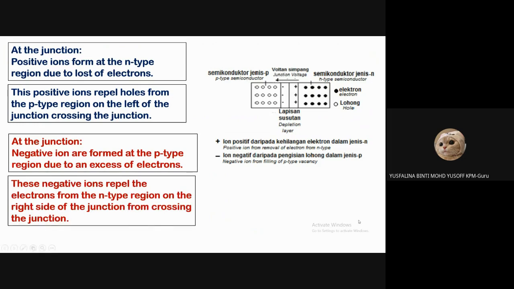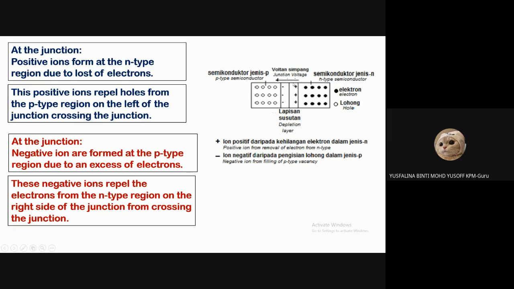At the junction, the positive ions form at the n-type region due to the lost electrons. Just now we said the electrons from the n-type go to the p-type and the holes go to the n-type. So the positive ion forms at the n-type because they lost the electron. Then the positive ion repels holes from the p-type region on the left of the junction from crossing the junction.